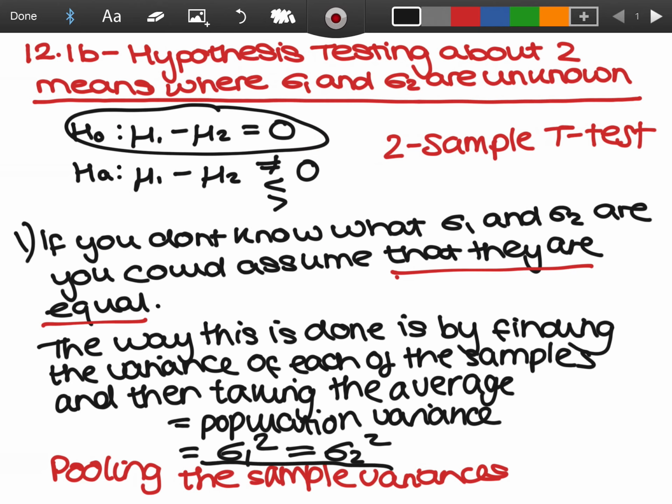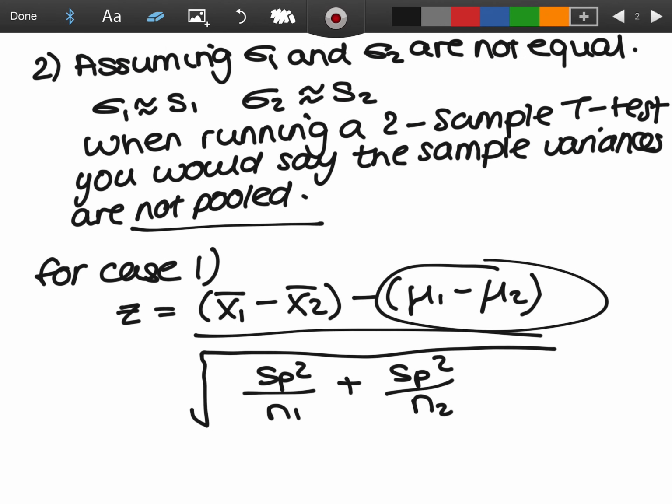And the way that we did that was by finding the sample standard deviations, squaring them to find the sample variances, and taking their average. And that was the new population variance. That is what this SP squared value is. It's the average of the two sample variances, and they've used that as the estimate for each one. So that's all that SP squared value is. It's just the average of the two sample variances. As I said, your calculator is going to do all of this for you, so don't panic when you see this. It's just what this test statistic would look like.